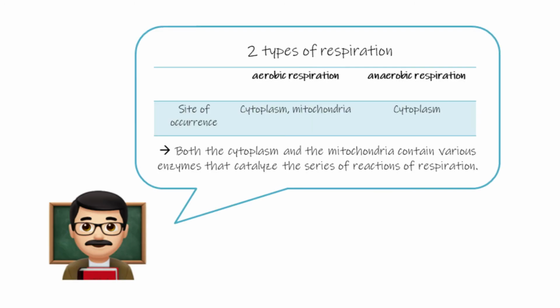The site of respiration. With the two types of respiration, aerobic and anaerobic, both types start with the same step, which occurs in the cytoplasm of a cell. For aerobic respiration, the remaining steps occur in the mitochondria. Both the cytoplasm and the mitochondria contain various enzymes that catalyze the series of reactions of respiration. However, for anaerobic respiration, only the cytoplasm is needed.